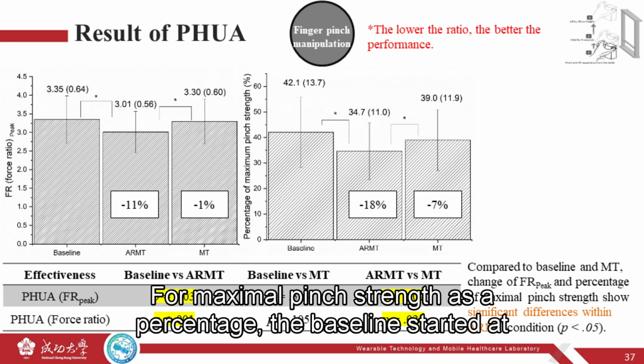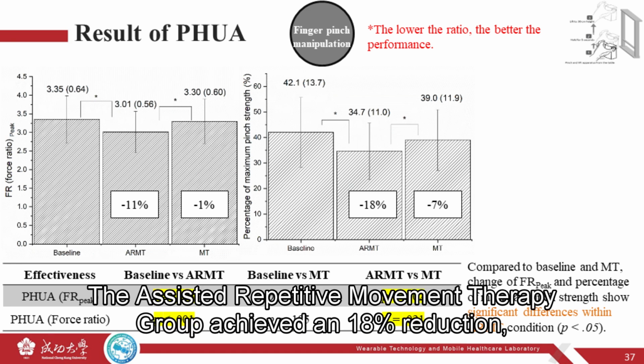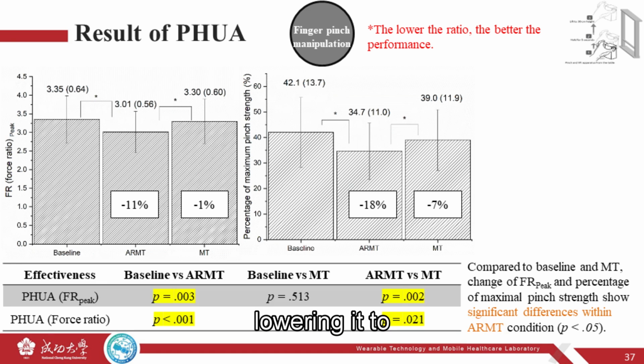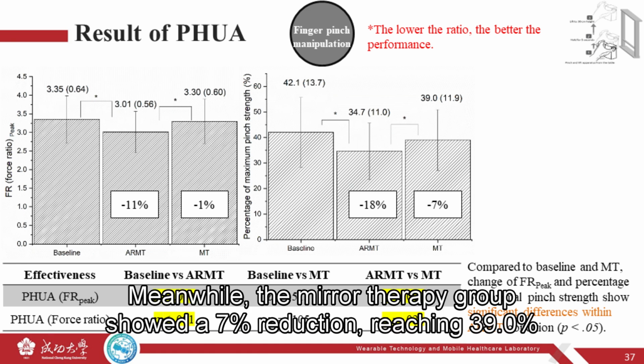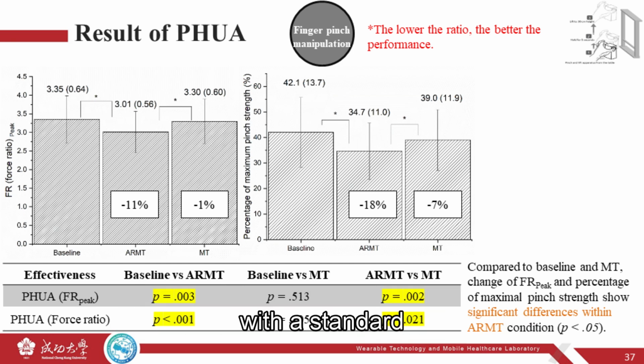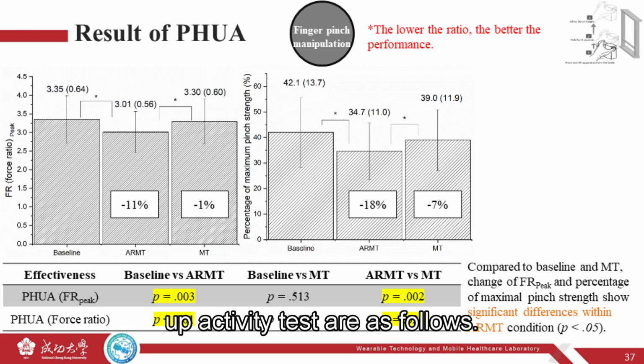For maximal pinch strength as a percentage, the baseline started at 42.1% with a standard deviation of 13.7. The assisted repetitive movement therapy group achieved an 18% reduction, lowering it to 34.7% with a standard deviation of 11.0. Meanwhile, the mirror therapy group showed a 7% reduction, reaching 39.0% with a standard deviation of 11.9. Regarding statistical significance, the comparisons for peak force ratio and the pinch holding up activity test are as follows.